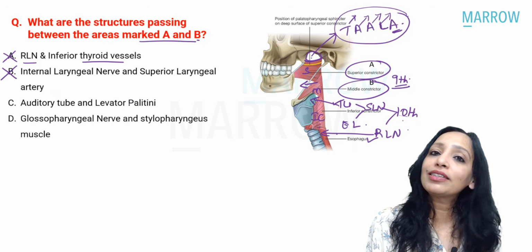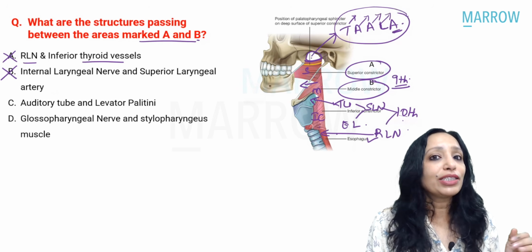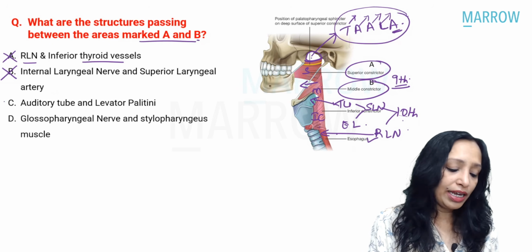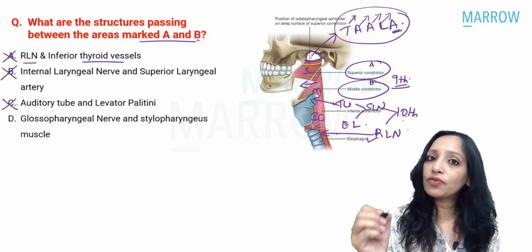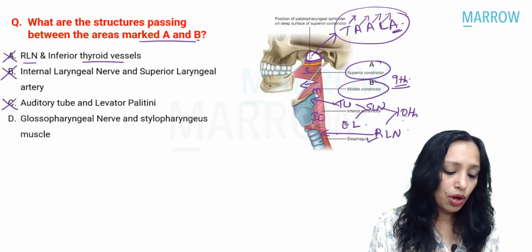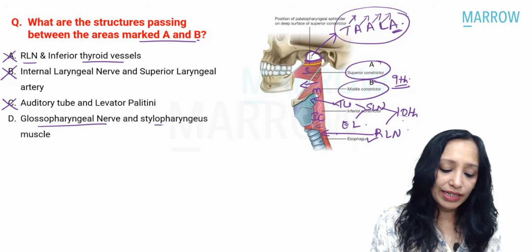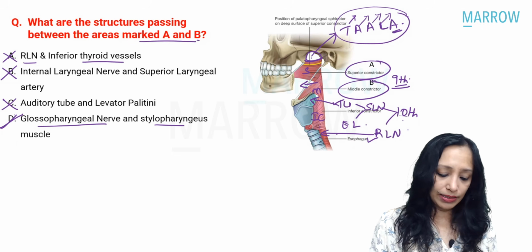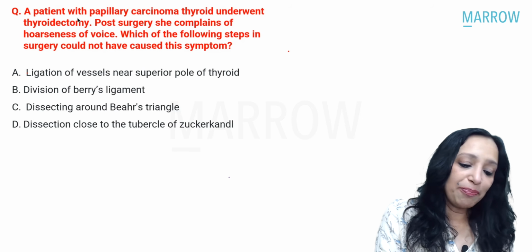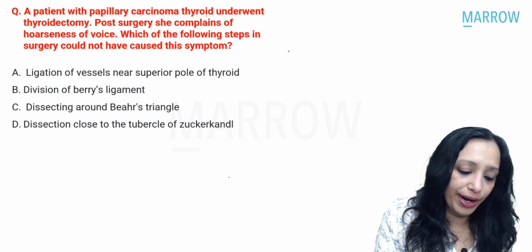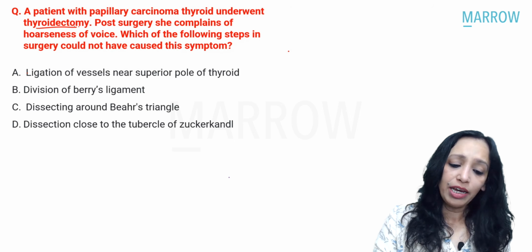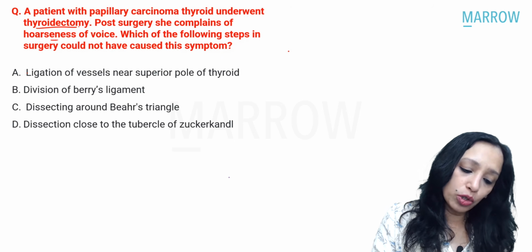Auditory tube and levator palati, this is passing through the sinus of Morgagni, that's in between the base of skull and the upper border of superior constrictor. So no. So the answer is glossopharyngeal nerve and stylopharyngeus. Yes, this is the answer. So the next question: a patient with papillary carcinoma thyroid underwent a thyroidectomy. Post-surgery, she complains of hoarseness of voice.